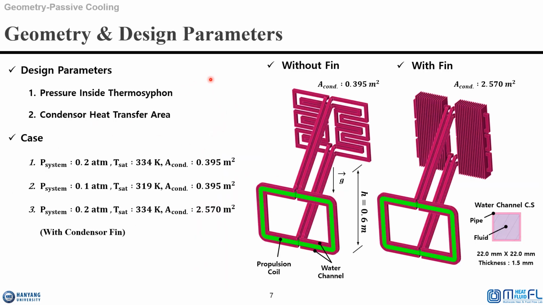In our study, we focused on two critical design parameters for the thermosiphon system: the internal pressure in the thermosiphon and the condenser's heat transfer area. We conducted investigation across three distinct cases to enhance performance. System pressure of case 1 is 0.2 atm and case 2 is 0.1 atm. System pressure of case 3 is 0.2 atm with an increased cooling area by a finned condenser.